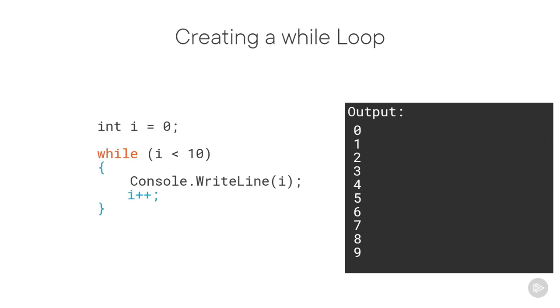So i will now become 1. Then the condition is checked again, and it will still be true, so the loop will execute again, until i reaches 10. Since then the condition won't be true anymore, and the execution will continue below the while loop. In total, the loop will have executed 10 times.